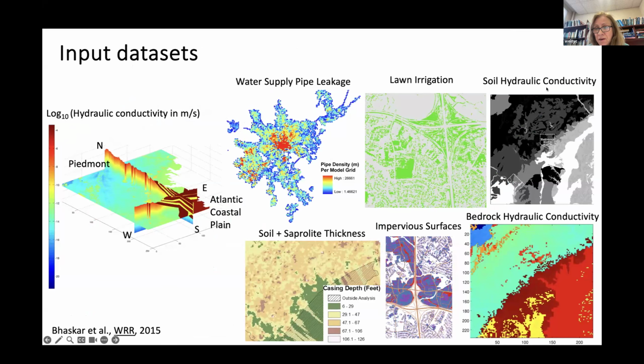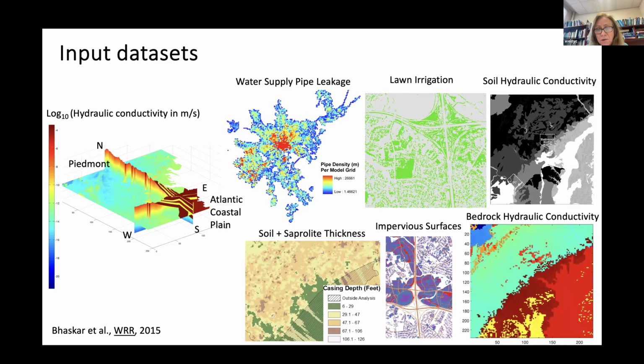So we have the natural systems: soil hydraulic conductivity, bedrock hydraulic conductivity, soil and saprolite thickness. On the left is shown a cut of what Aditi assimilated into the model, because Baltimore crosses between the Piedmont physiographic province and the Atlantic coastal plain. In the Piedmont, we have soil, saprolite, fractured rock. In the Atlantic coastal plain, we have a system of aquifers and aquitards. So she used the USGS database and assimilated all of this into the model.